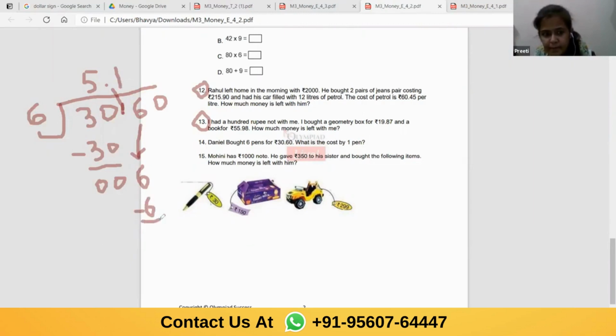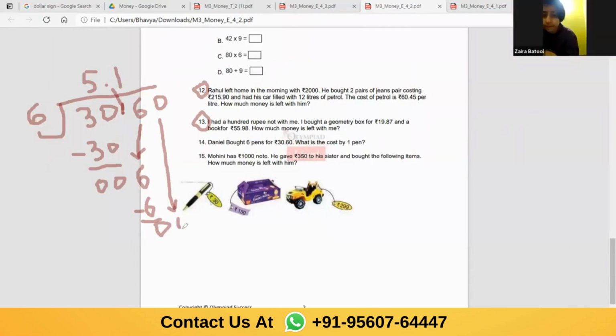Correct? Yes, ma'am. Bring this 0 down. When I divide 0 by any number, what do I get? 0. Finish. So the answer is 5 rupees 10 paise. Ma'am, my answer is 5 rupees 10 paise.